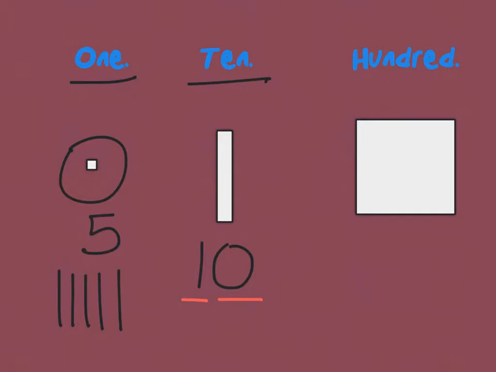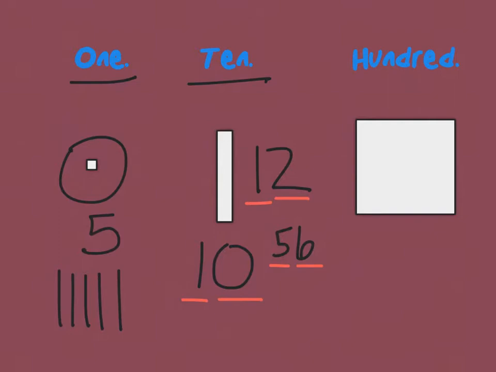Now let's say you have the number 12. This means that there is one set of tens and 2 sets of ones. Additionally, if you had the number 56, this would mean that there are 5 tens and 6 ones.